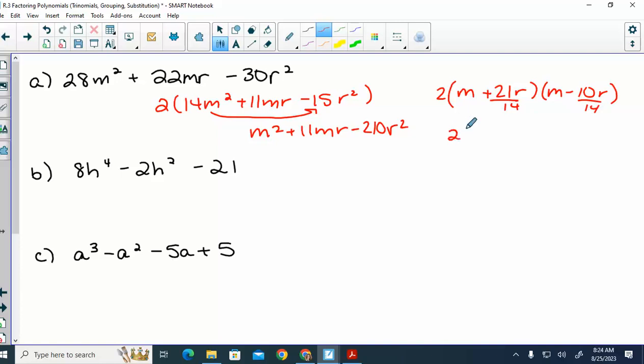Okay, so we have a 2. 21 over 14 is 3 over 2. 2m plus 3r. 10 over 14 is 5 over 7, so 7n minus 5r.